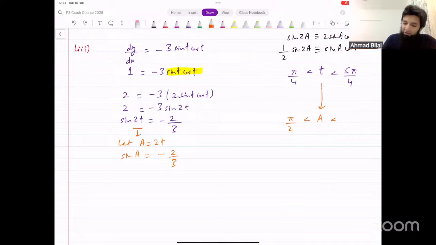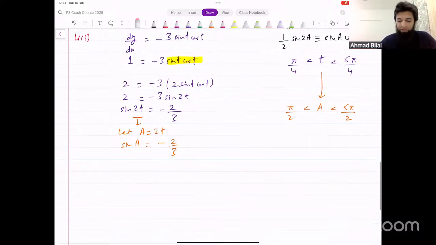When t is equal to 5 pi over 4, let's input that here. 2 times 5 pi over 4, what does that become? 5 pi over 2. So the interval for a, therefore, is from pi over 2 to 5 pi over 2. When we solve this equation in terms of a, we will be looking for all possible angles within this interval now.